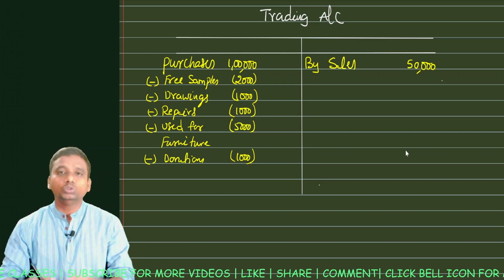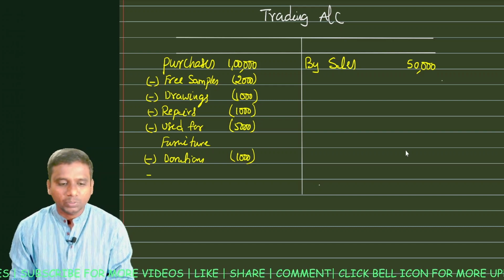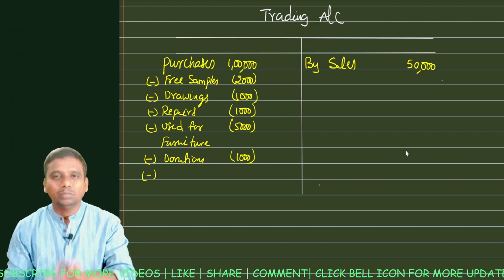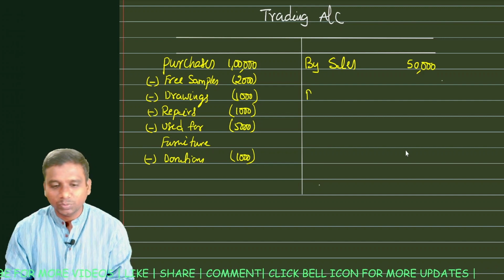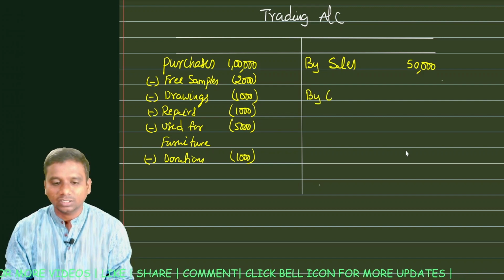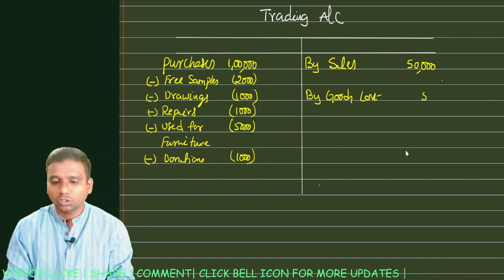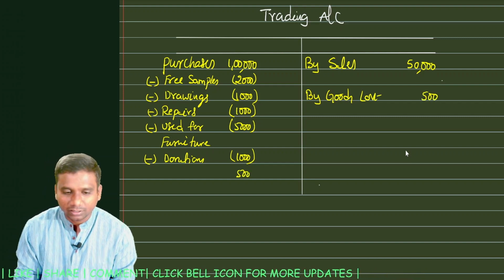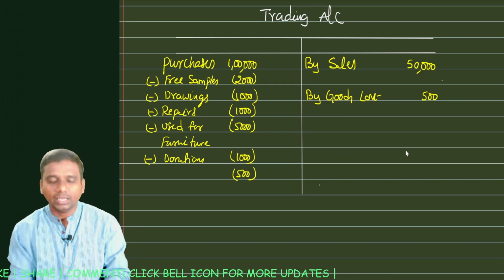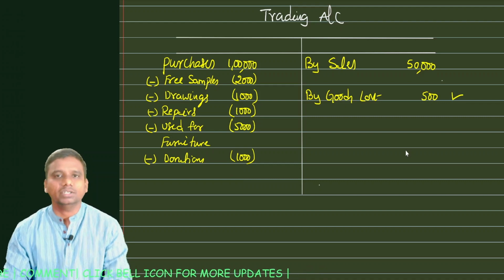Next, goods lost by fire. Actually, that should be deducted from purchases, but generally what we do is simply write on the trading account credit side, by goods lost. How much goods lost? 500. If you deduct 500 from purchases, then it is also okay. Otherwise, simply write it down on the credit side. That is also okay for us.